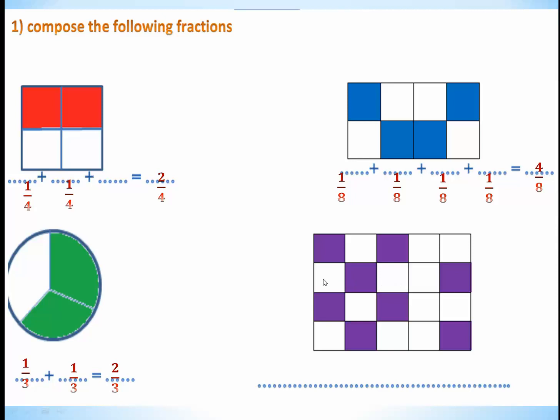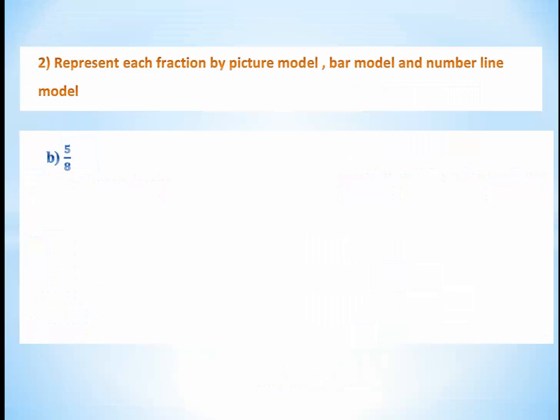6, 7, 8, 9, 10, 11, 12, 13, 14, 15, 16, 17, 18, 19, 20. So the denominator will be 20. So here we have 1/20 plus 1/20 plus 1/20 plus 1/20 plus 1/20 plus 1/20 plus 1/20 plus 1/20 equals 6/20.